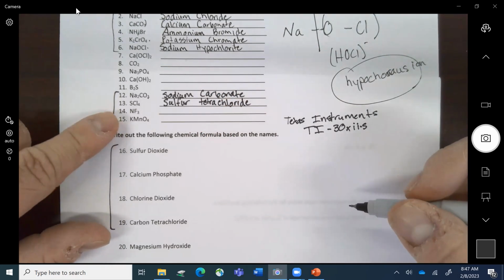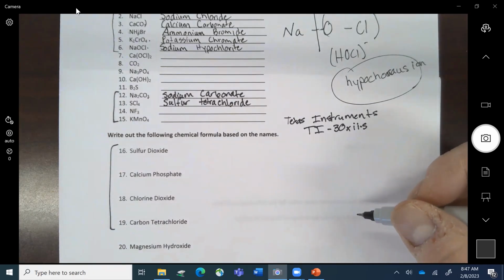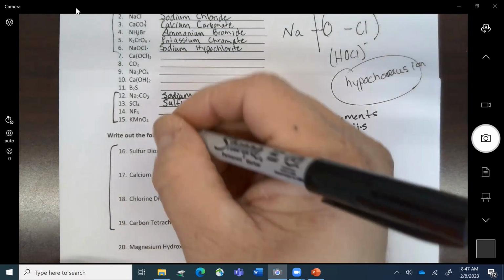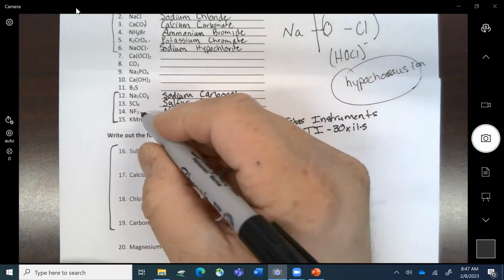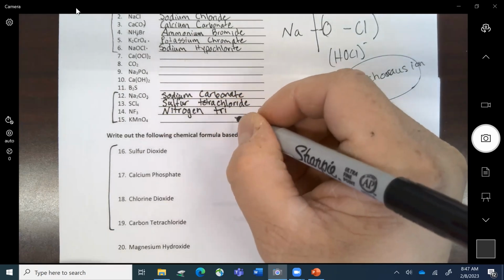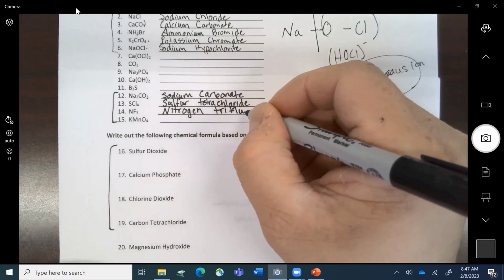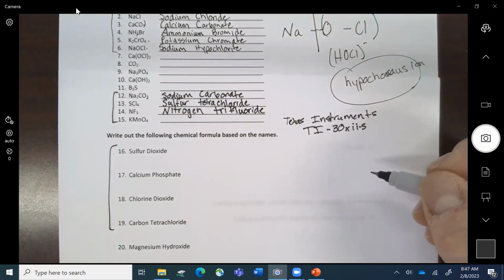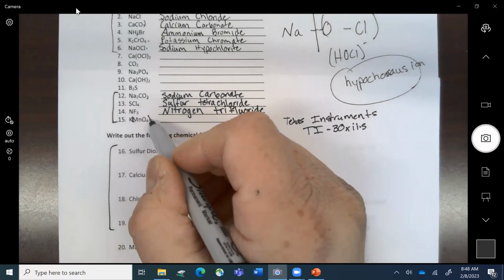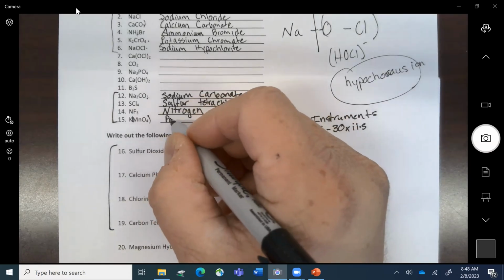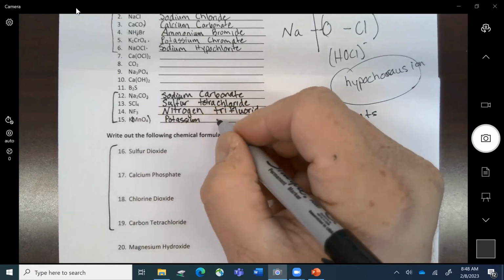NF3: two nonmetals bonded together, and there's not a metal with it. So even if it was a polyatomic ion, it is not. There's only one N, and N, if you use your periodic table, is nitrogen. 3 is tri. And then F stands for fluorine, and remember, on that you drop the ene and add ide. So nitrogen trifluoride. And then KMnO4. This is a polyatomic ion here. This is potassium, and MnO4 is permanganate.